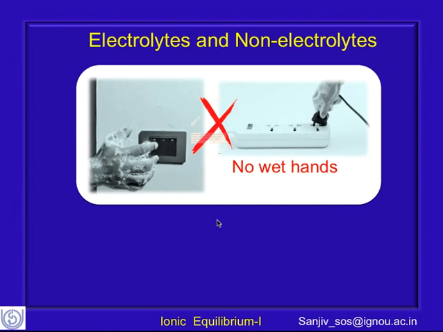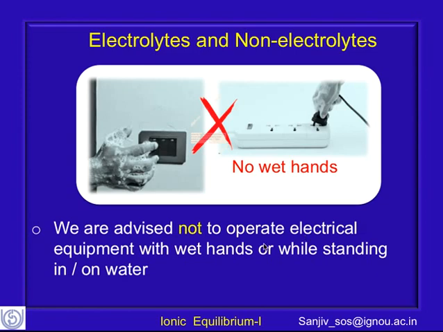What do we see in this picture? Someone is trying to use wet, soapy hands to play with the electrical things over there, switches and extension wire and all. We know that we are all advised not to operate electrical equipment with wet hands, or when we are standing in water or on water. Do you know why so?